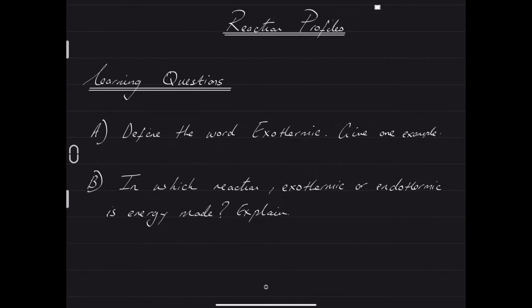Whatever your answer is, whether you choose exothermic or endothermic or something else, I would like you to explain your answer. And could you feedback your answers on Teams, please? So learning question A and B, I would like your answer back on Teams. So pause the video here once you've got the title down, and can you answer the two learning questions?